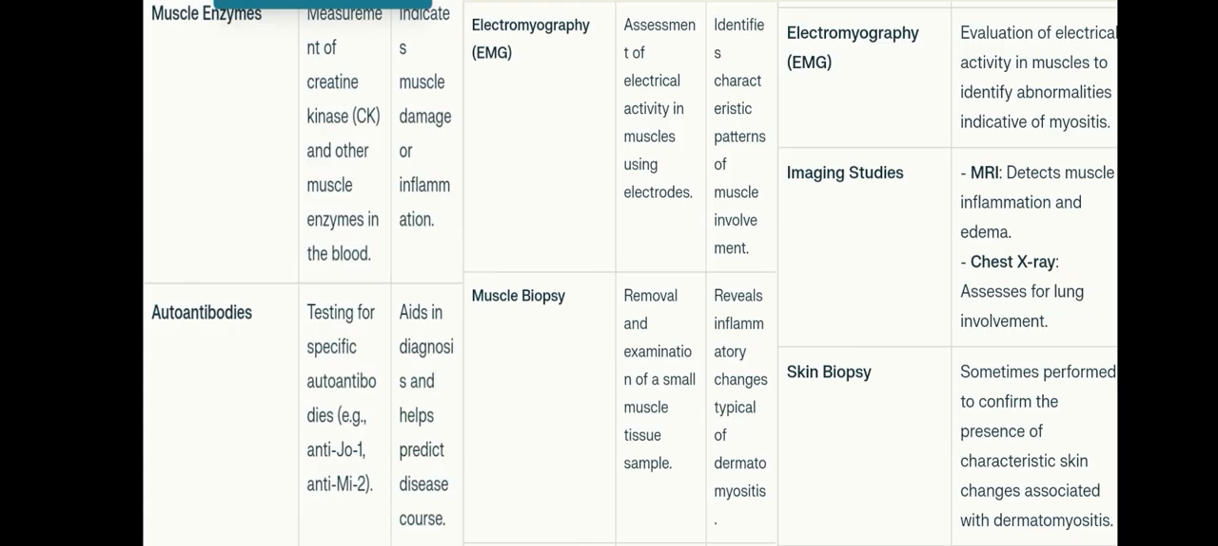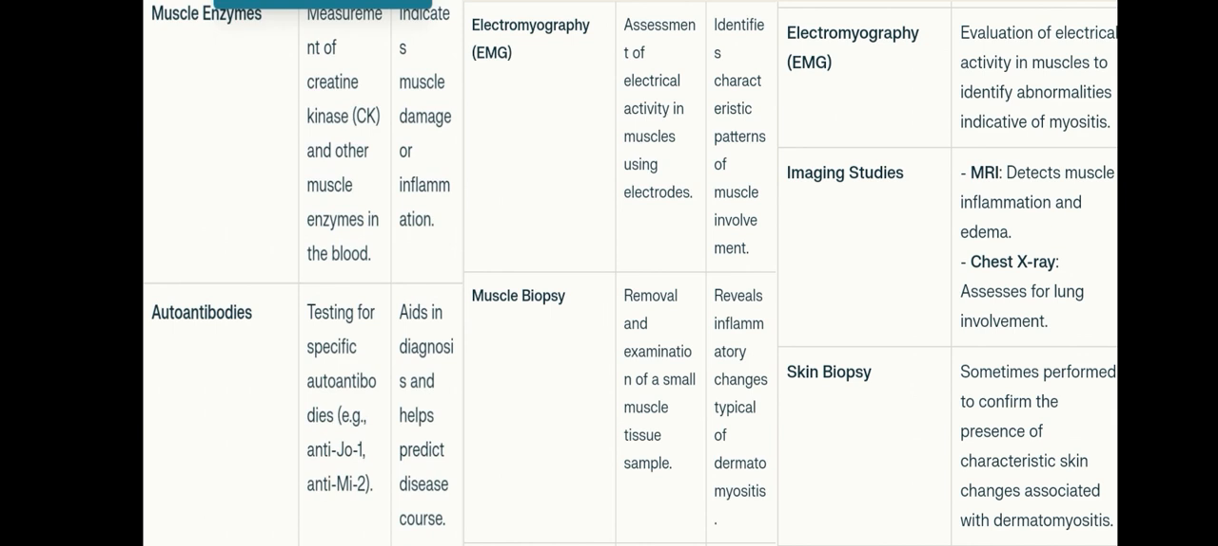Investigation. The number one investigation is the measurement of muscle enzymes. The measurement of muscle enzymes, especially creatine kinase or CK, and other muscle enzymes in blood is mandatory. The measurement of enzymes indicates muscle damage or inflammation. Autoantibodies: testing for specific autoantibodies, for example anti-Jo1 antibody and anti-Mi2 antibody, aids in diagnosis and helps predict the disease course.